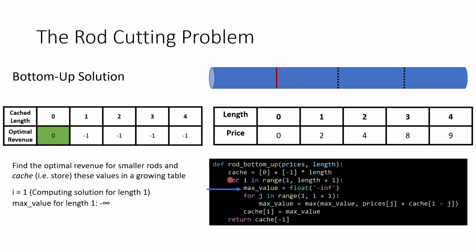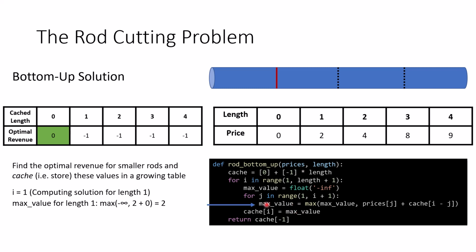So in this outer for loop, we're going to try to find the solution for a rod of length i, and we're eventually going to build that up to the final length that we want, and in this case it's just 4. So we're going to compute the solution for length 1, and our max value, which is what we want to find, which is what we're going to put into this cache over here, we're going to initialize to -infinity so that we can find better maximum values.